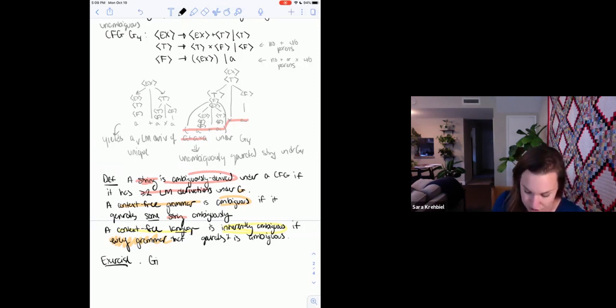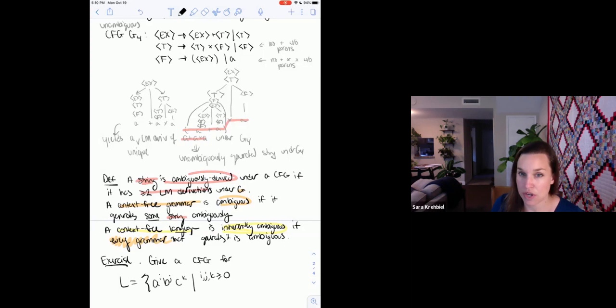So I want you to give a CFG for the language over A, B, and C, where I, J, and K are just telling you the number of copies that you have of each. And you have that the number of A's matches the number of B's. So that's me saying I equals J, or the number of A's matches the number of C's, so that's I equals K.